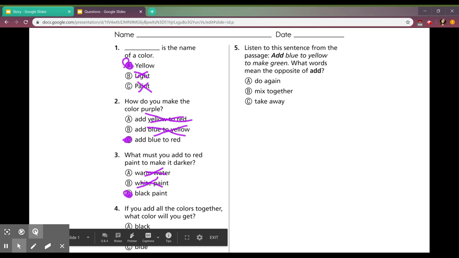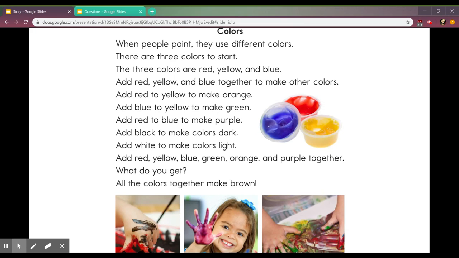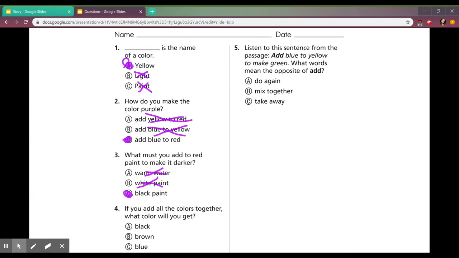Number 4. If you add all the colors together, what color will you get? Black, brown, blue. And I remember in the story it told us that right at the end. All the colors together make brown. So that means black's not good, blue's not good. Brown's our best choice.